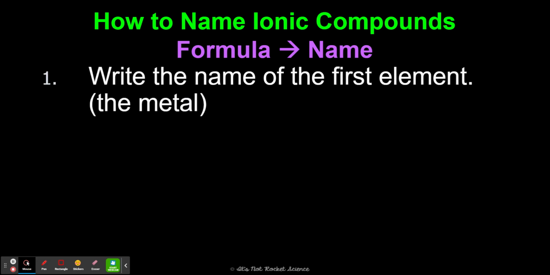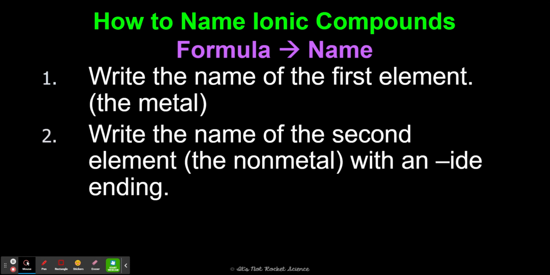Okay, so how you do this is from the formula, you look and write the name of that first element. The first element's always going to be the metal, the positively charged ion, the cation. You just write that name like it normally is. And the second element, you just write the name with an IDE ending. The second element is going to be the negatively charged element, the anion. You just add an IDE on there.